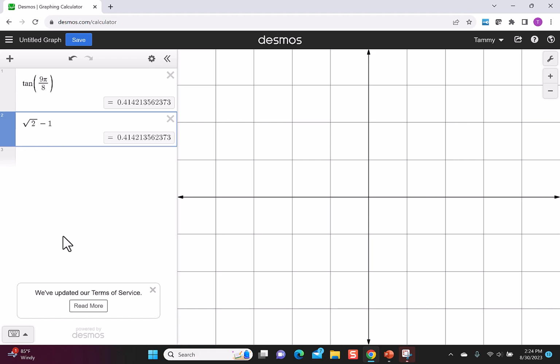The reason we can't just directly go to Desmos to get the answer is we wouldn't get the exact answer by just putting in 9 pi over 8. It's going to give us some decimal approximation. At least we can check the number part by going to Desmos and verifying that the numeric part is right. Then you can check the sign of the value based on the quadrant that we're given.